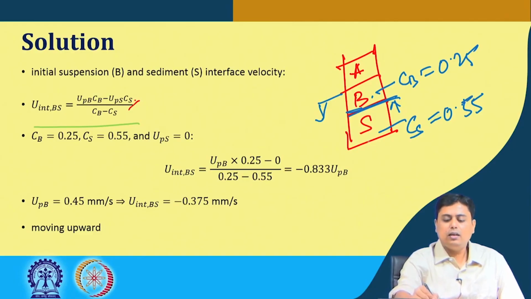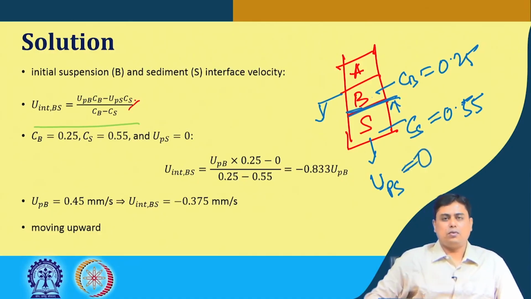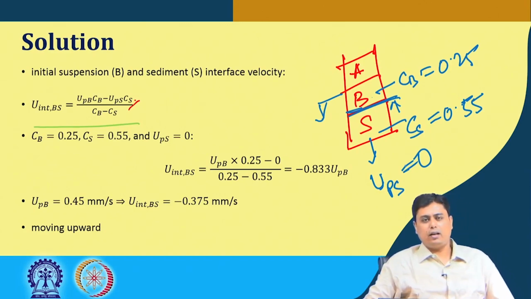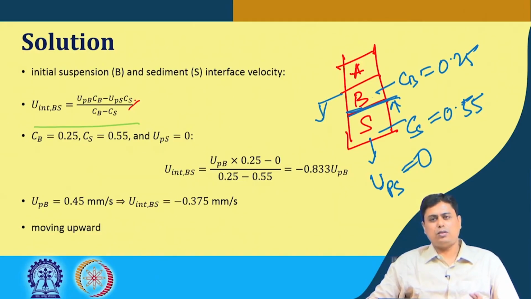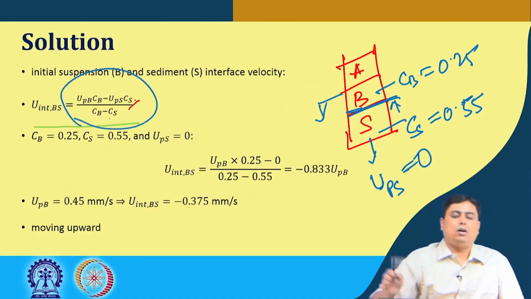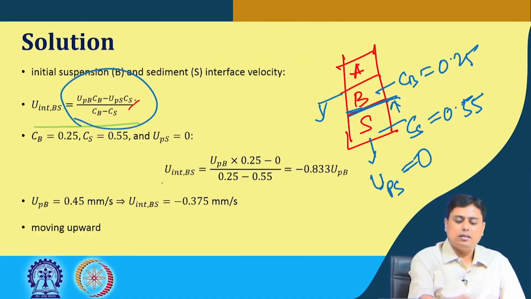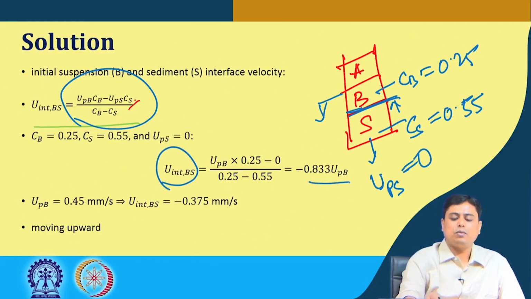Now, see this UPS, this is the sedimentation part, which is obviously 0, because there the solid particles are coming and settling and being at rest. So, in this zone basically there is no velocity of the particles. So, which means here on the right hand side all information is given, we can find out what is the interface at BS in terms of UPB.